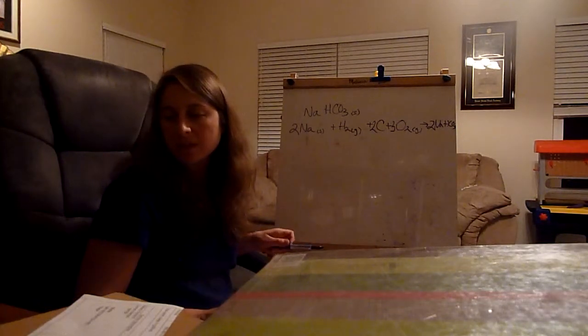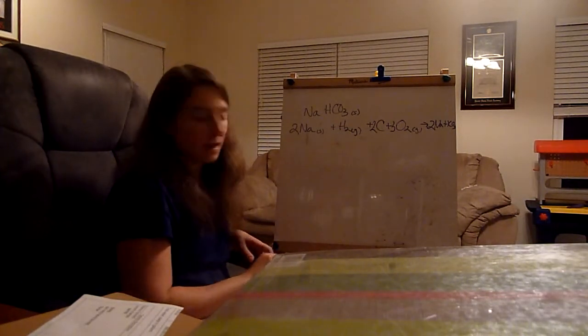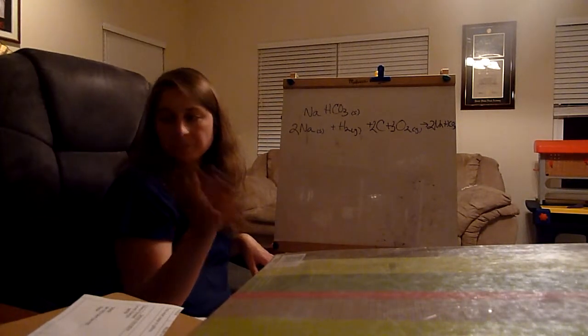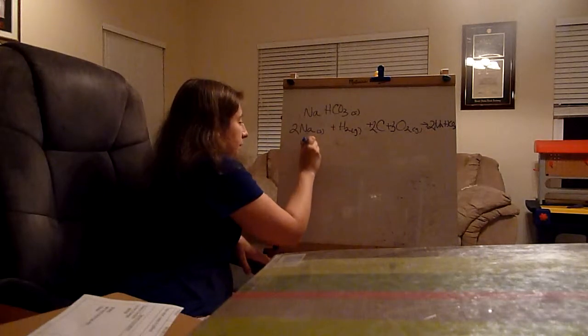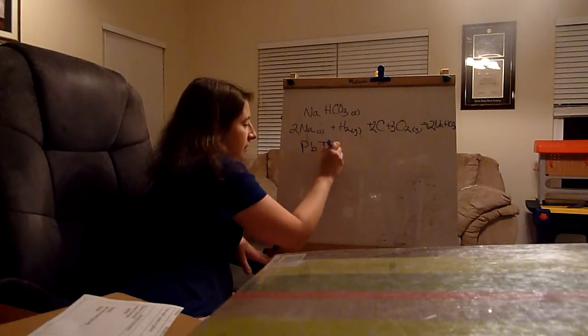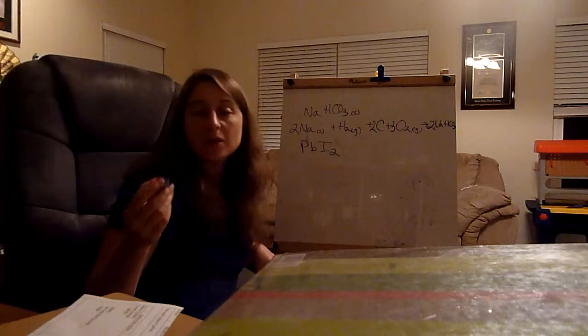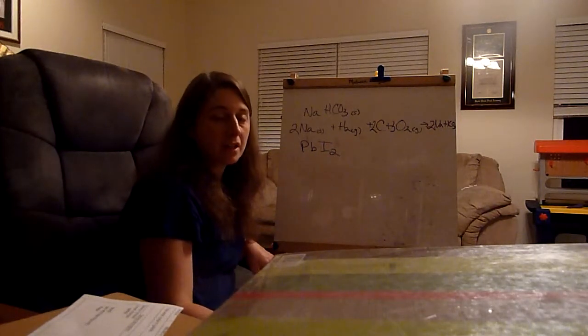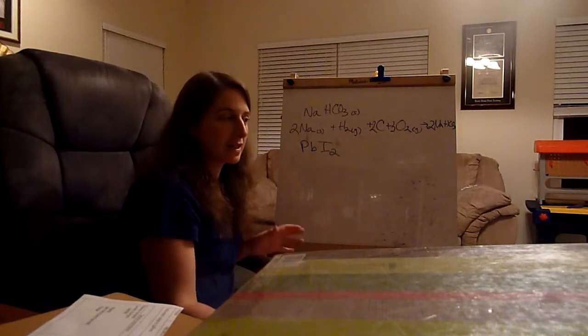Let's see, we could look at the decomposition of lead iodide. Lead iodide is this. Pb is lead, I2 is iodide. So pause the video, try to write the decomposition of lead iodide, and then turn it back on and see if you're right.